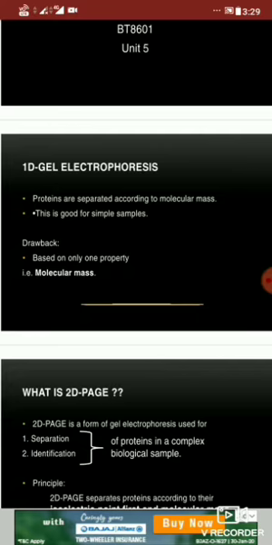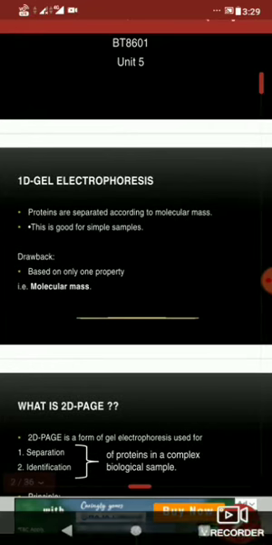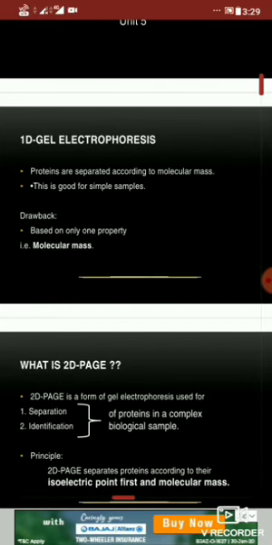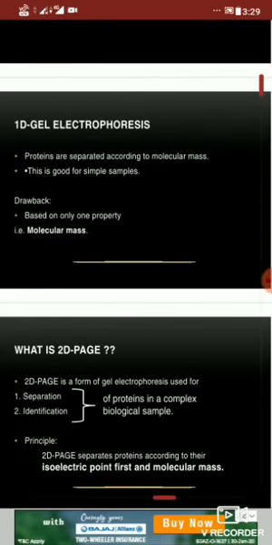We have already studied what one-dimensional gel electrophoresis is. What you have done in the lab, your agarose gel electrophoresis or the SDS PAGE, both those mechanisms are one-dimensional gel electrophoresis wherein the proteins are separated based on the molecular mass. This method is very easy to use for simple samples where the number of proteins is very few and they can be easily separated. The only drawback in this technique is that it is based only on one property, namely molecular mass.